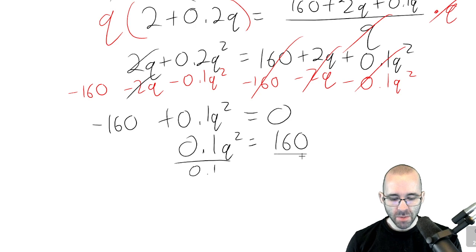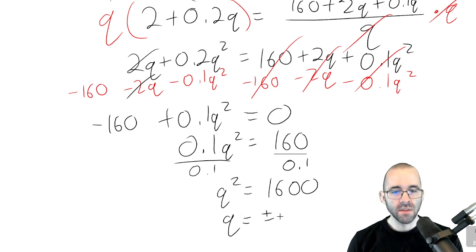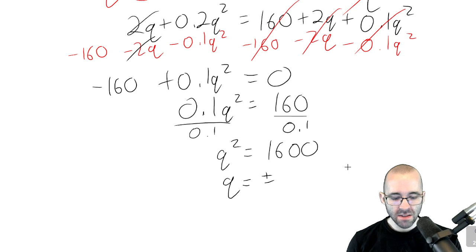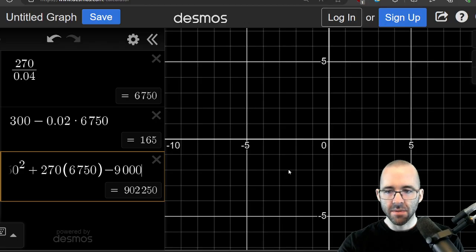Now we divide both sides by 0.1 and get q squared equals 1600. Take the square root. We'll get a plus or a minus. And I think it's 40. But I'm going to check my answer. Anytime you take the square root of both sides, you get a plus or minus.